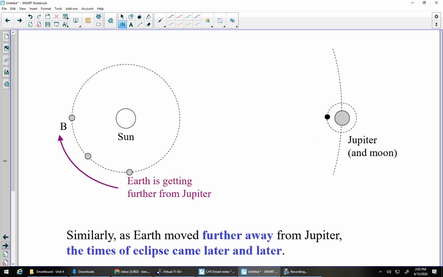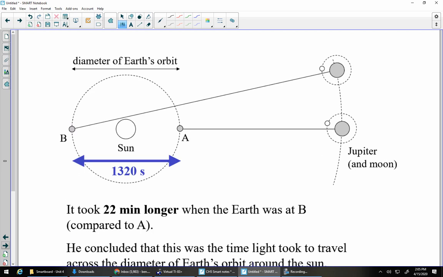And then when the Earth was further away, on the opposite side of the sun to Jupiter, so Earth is now in position B over here, they noticed that that eclipse, this same orientation for Jupiter and its moon, came later than expected. The further away you got, the later it came. So essentially they took the maximum difference between the earliest and the latest. The earliest should be when we are closest to Jupiter, and the latest is when we're furthest away from Jupiter.